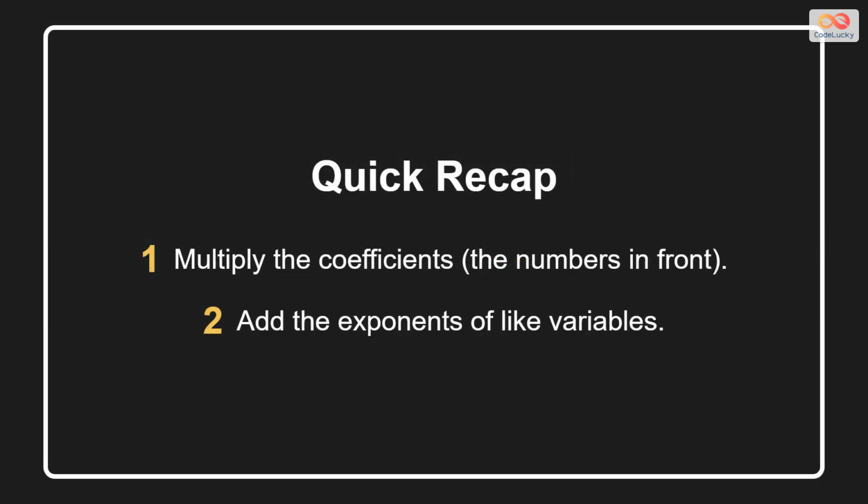So, to summarize, when you multiply monomials, there are just two simple steps. First, multiply the coefficients. Second, for any variables that are the same, add their exponents.